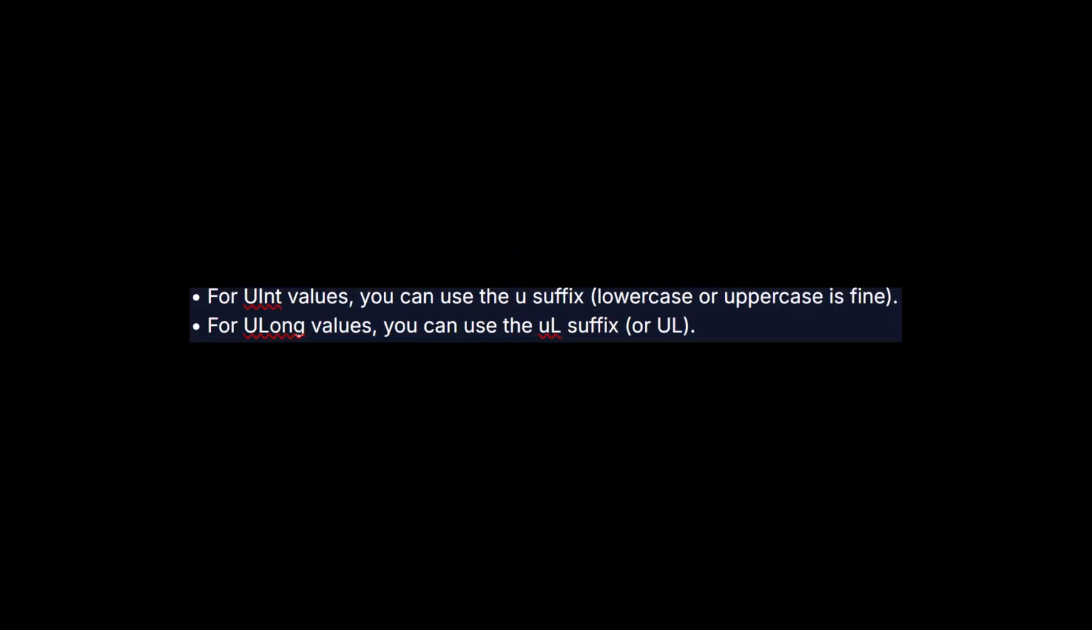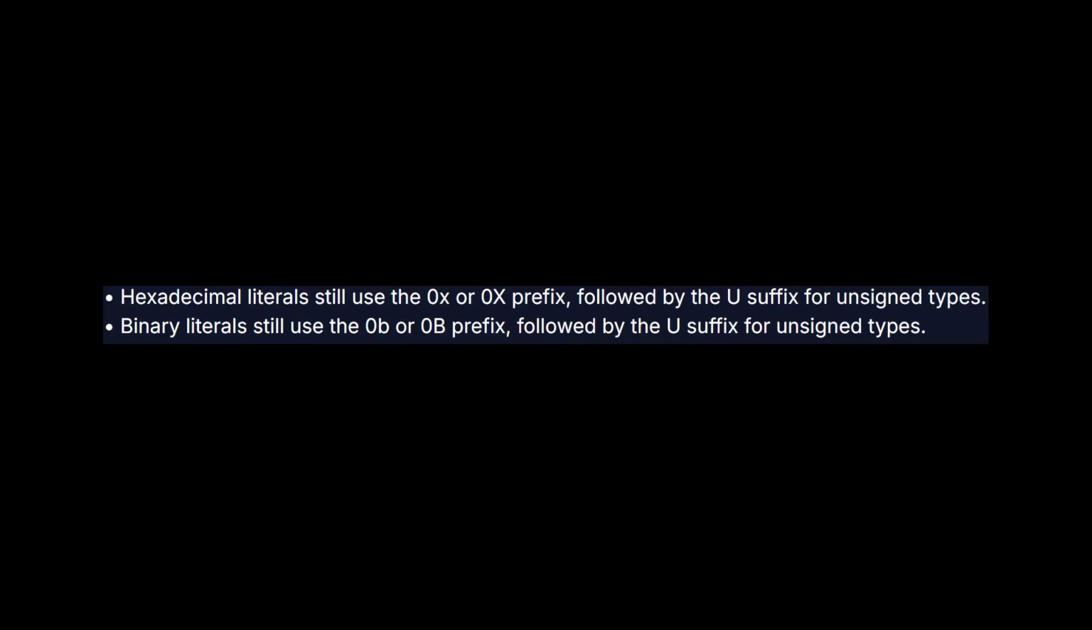Let's see how to define these types using literals in your Kotlin code. You can use specific suffixes to indicate an unsigned literal. For UInt values, you can use the u suffix, lowercase or uppercase is fine. For ULong values, you can use the uL suffix or UL. You can also use prefixes for different number bases, similar to signed integers. Hexadecimal literals still use the 0x or 0X prefix, followed by the u suffix for unsigned types. Binary literals still use the 0b or 0B prefix, followed by the u suffix for unsigned types.